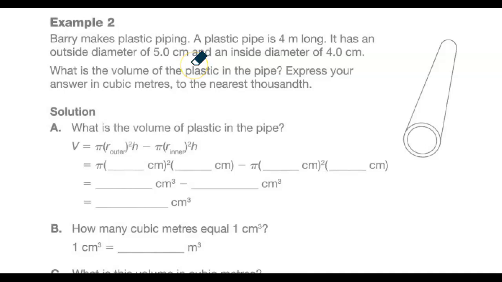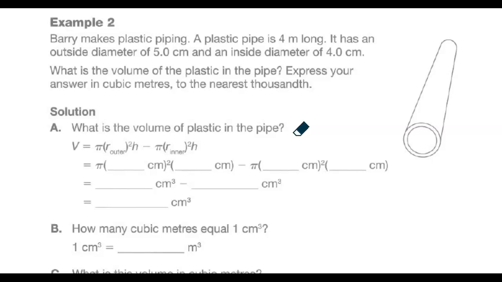Okay. A plastic pipe is 4 meters long. It has an outside diameter of 5 centimeters and an inside diameter of 4 centimeters. What's the volume of the plastic in the pipe, expressed in cubic meters to the nearest thousandth? Well, I'm going to start with doing centimeters. That's what the workbook has done as well. Centimeters cubed, and then convert to meters cubed.